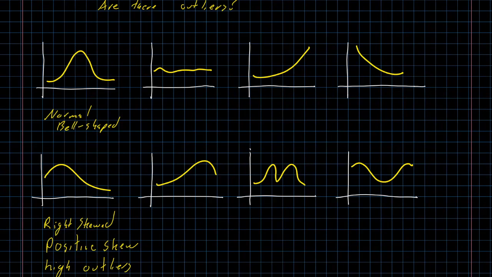The one right next to it is the mirror image of that. So instead of grabbing the high tail, we grabbed the low tail and dragged it out, giving us what's known as a left skewed distribution, sometimes called a negative skew, and a distribution that has low outliers.